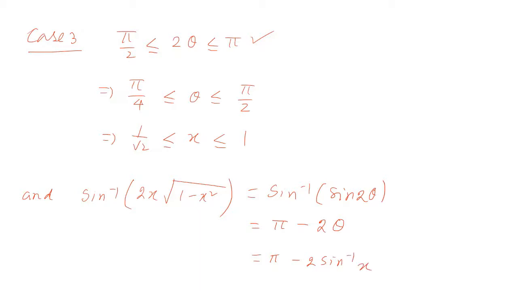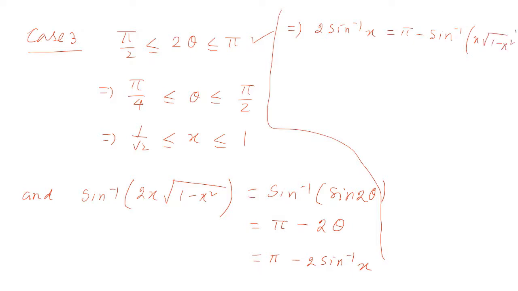So finally I can say that the left hand side, 2 sine inverse x, is equal to pi minus sine inverse of x into root over 1 minus x square, when the value of x is in between these two. This is the third case.